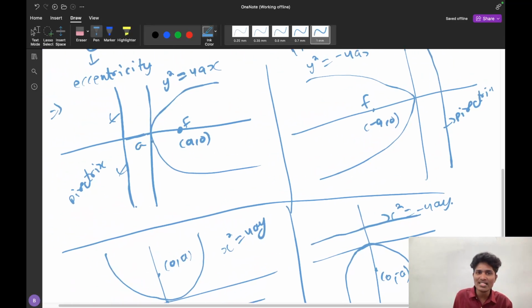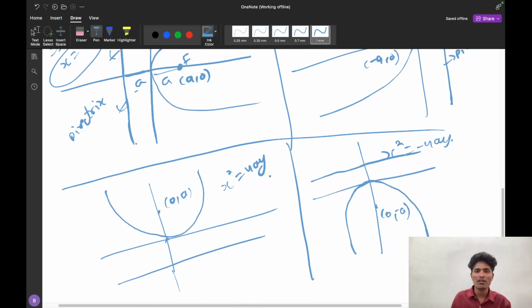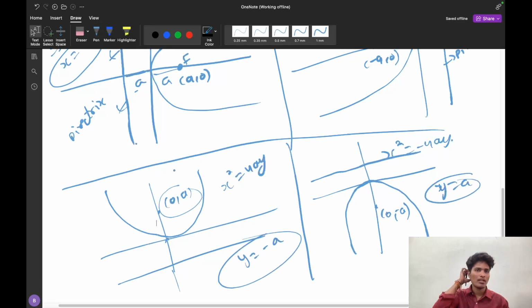This distance and this distance are equal, and the directrix equation is x equal to minus a. So x equal to minus a is the directrix equation of y square equal to 4ax. And what is the directrix equation of y square equal to minus 4ax? It will be x equal to a. And what is the directrix equation of x square equal to 4ay? It is y equal to minus a, and in this equation it is y equal to plus a. So like this, the directrix equation and the focus, we have to remember. This is very important.